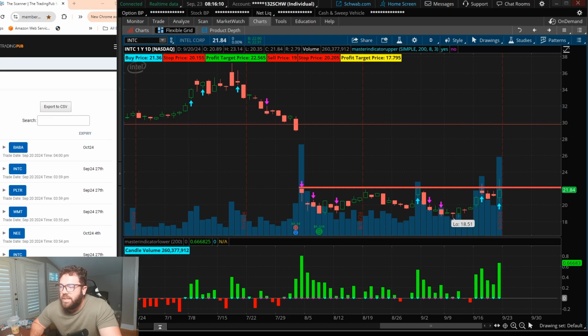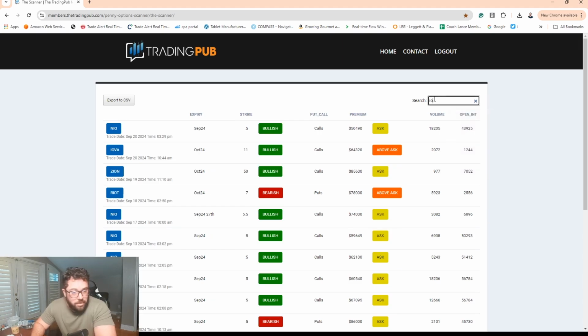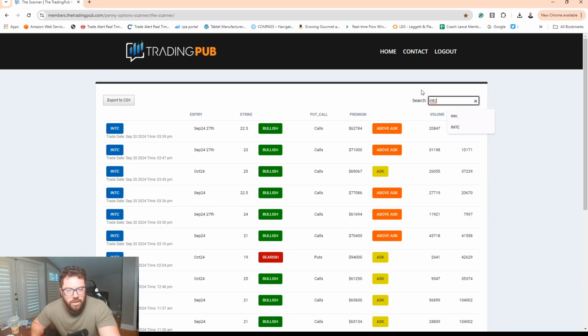Next thing I want to see, is there order flow? So now I'm bullish thanks to the master indicator. Do we see some order flow? Let's look at the penny option scanner. Maybe available too if you want it. Cheap plug, I know.